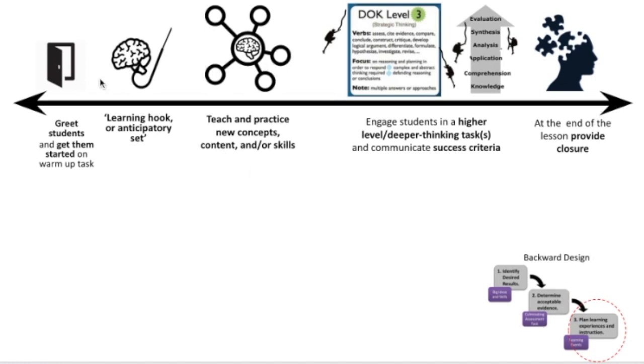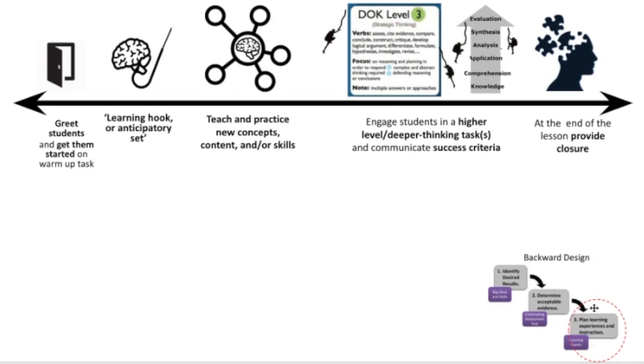So we might use a format like this, kind of a modified direct instruction approach, where we greet students at the door and get them started on a warm-up task. We use an anticipatory set or learning hook to orient them towards the task, introduce the learning goals, get relevance and interest fired up. And then we're going to teach new concepts and skills and give them opportunities to practice those skills, provide them feedback as they do so, and then ask them to apply those skills in a much more challenging context, in a higher order thinking task, right? And then at the end of the lesson, we'll provide closure.